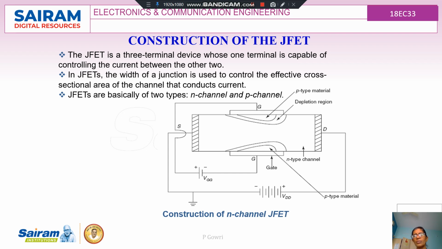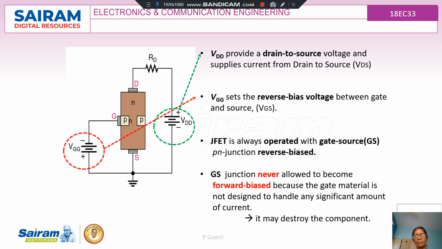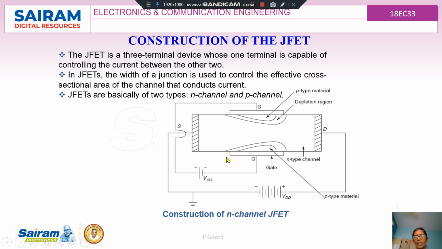In this diagram, we can see the N-channel JFET. Here, the substrate is N-type, and then some heavily doped P-type is done at the two sides of the substrate, and they are both interconnected and named the gate terminal. One end of the N material is taken as the source, and the other end is taken as the drain. The source and the drain are interchangeable.